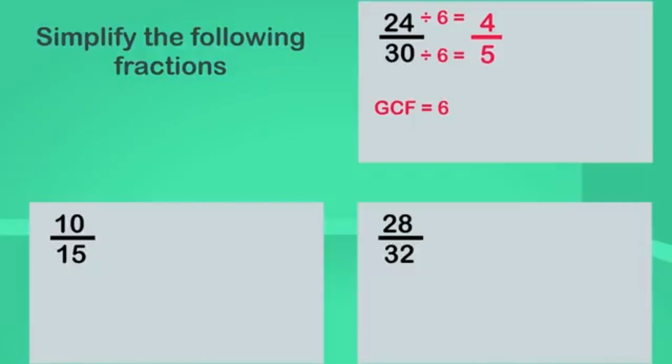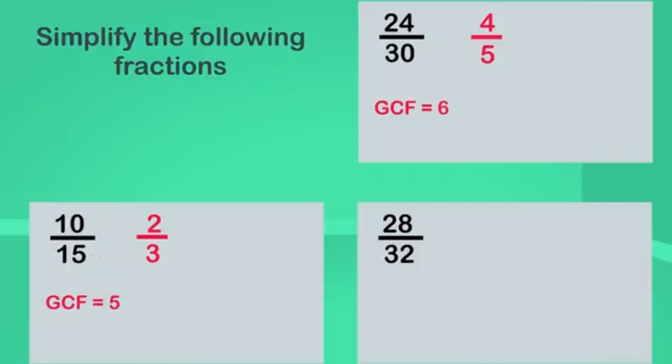4/5. The greatest common factor of 10 and 15 is 5. 10 divided by 5 is 2. 15 divided by 5 is 3. 2/3.